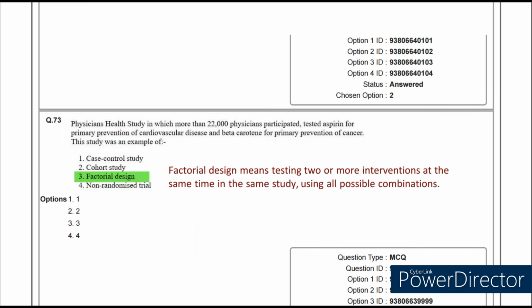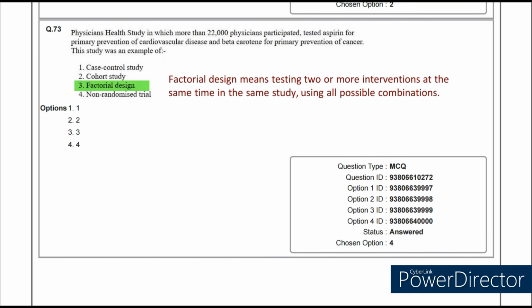And now coming to question number 73, where they have conducted a study on physicians. About 22,000 physicians participated and they tested aspirin for primary prevention of cardiovascular disease. This is one part, and beta carotene for primary prevention of cancer. This study was an example of. So basically it's an RCT, that is nothing but randomized controlled trial, but the design was 2x2 factorial design.